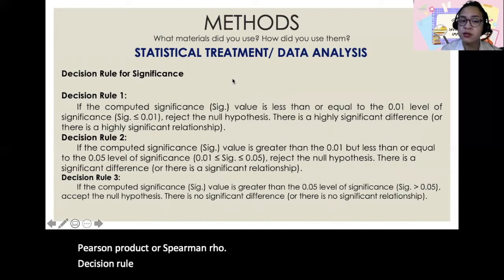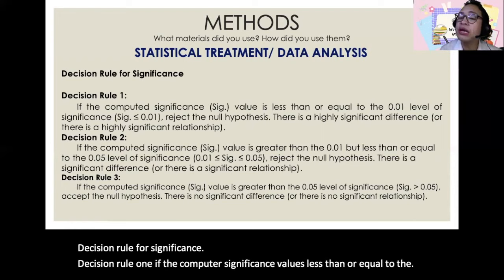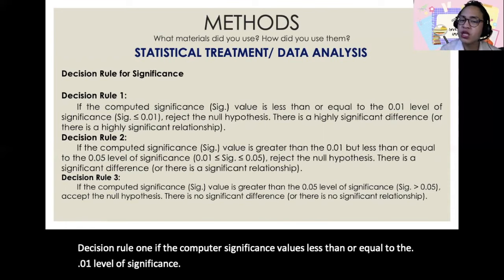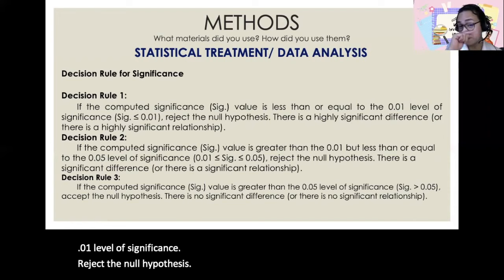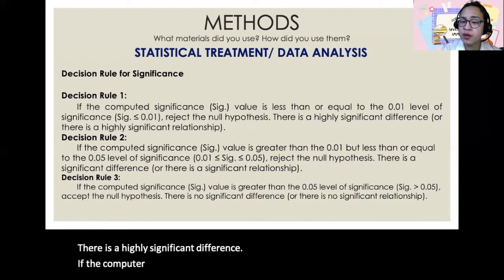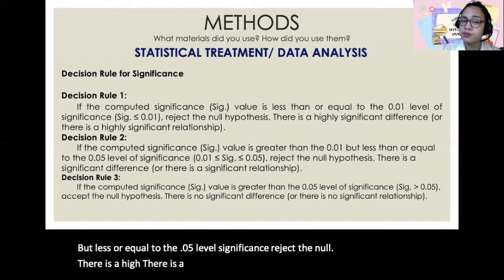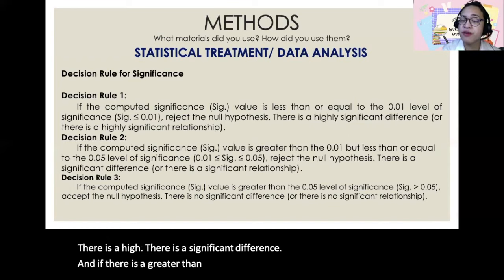Decision rule for significance. Decision rule 1, if the computed significance value is less than or equal to the 0.01 level of significance, reject the null hypothesis. There is a highly significant difference. If the computed significance value is greater than 0.01 but less than or equal to the 0.05 level of significance, reject the null. There is a significant difference. And if it is greater than the 0.05 level of significance, then accept the null. There is no significant difference or relationship.